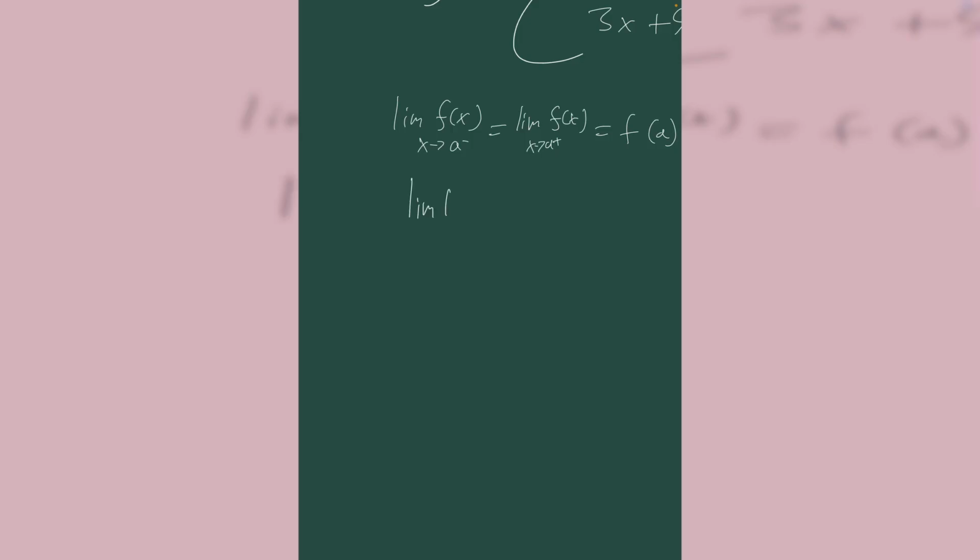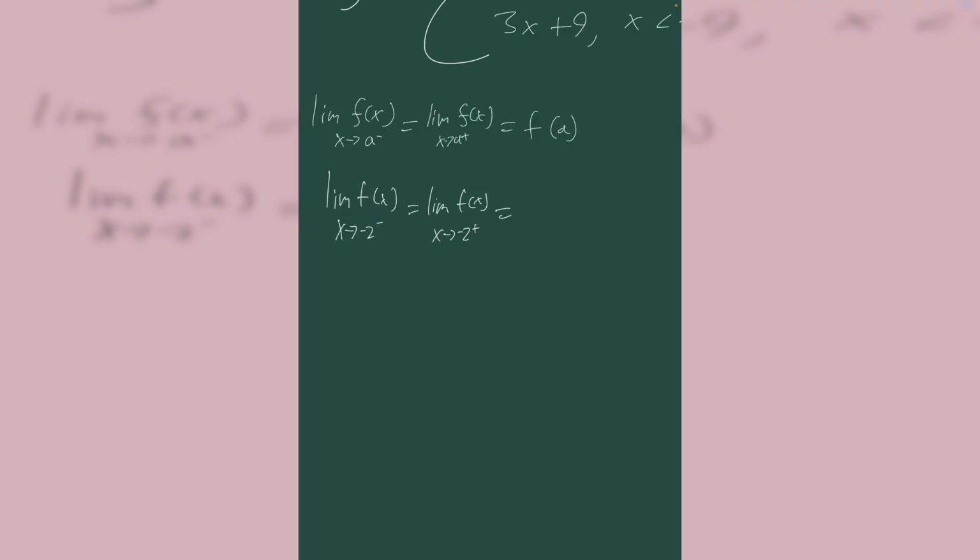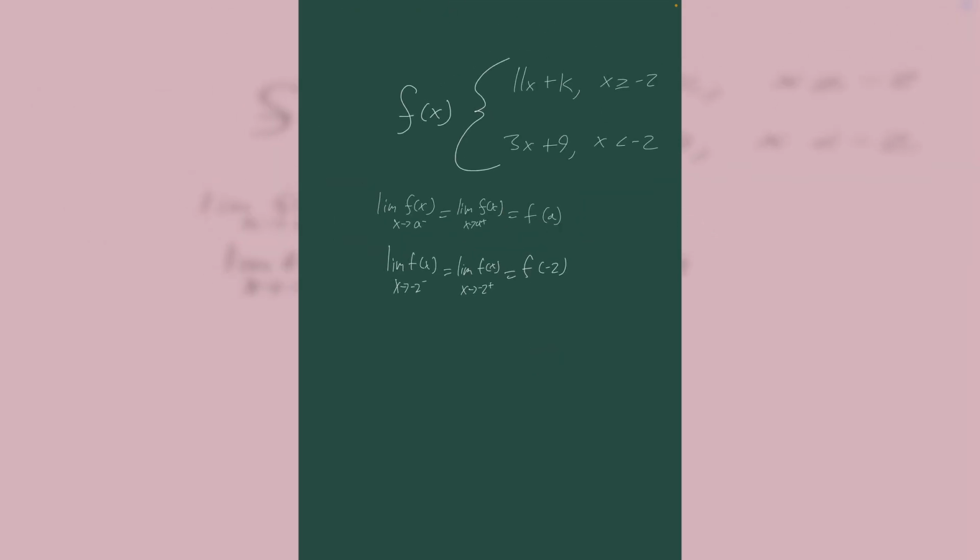The limit of f of x as x approaches negative 2 from the left is equal to the limit of f of x as x approaches negative 2 from the right, which is equal to f of negative 2. Now, we just have to actually write this with our functions, or equations, I should say.